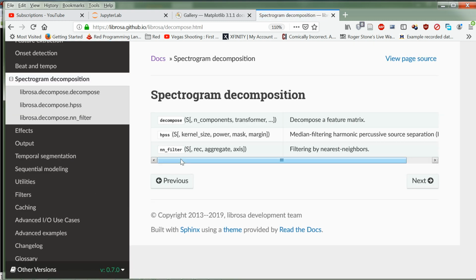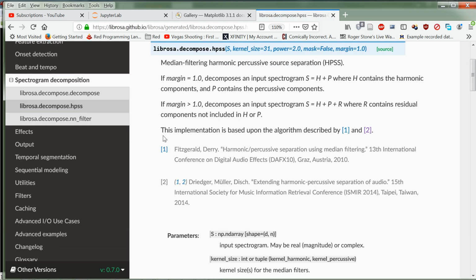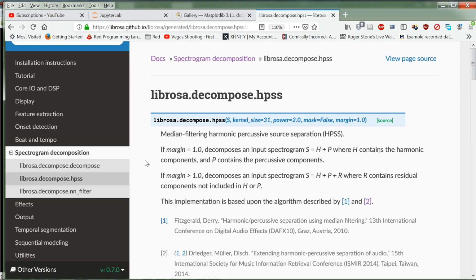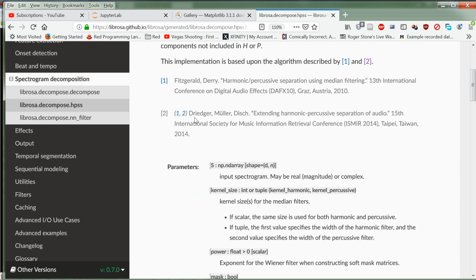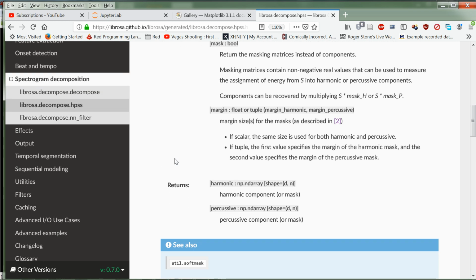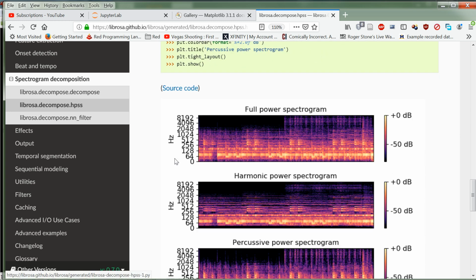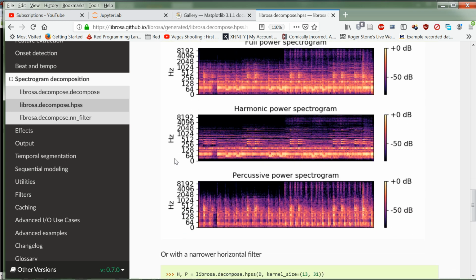Okay? There are 3 routines that it offers, and if you click on, let's go for example HPSS, which I know to be harmonic percussive source separation. It'll tell you what it means. It'll give you reference to some papers. It doesn't give you the links, but you can type these in, and then it'll give examples of how to use it and what the output might look like.